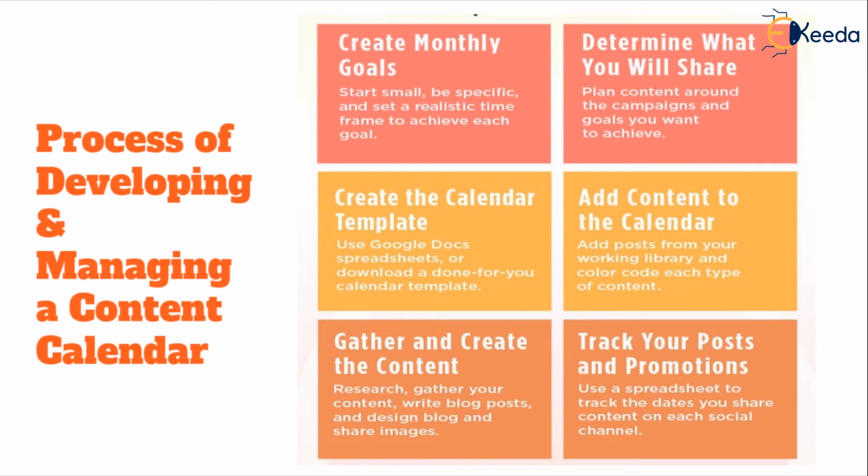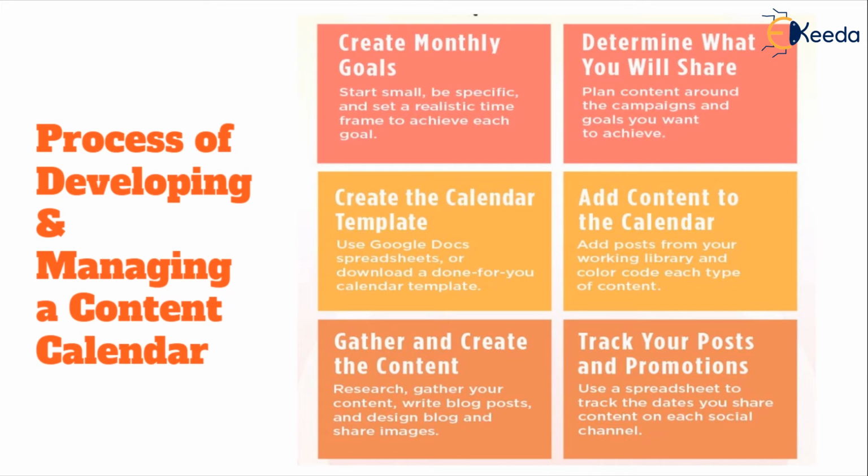So it's better that you research the internet to find out what kind of template you want and then build your own. Then add content to the calendar, add posts from your working library, and then color code each type of content. Once again, it's a great productivity tool because by color coding, you are able to understand at a glance how many vlogs, how many videos, how many social media posts you were able to publish in a given period of time. And that makes your analysis as well as managerial skills much more efficient.